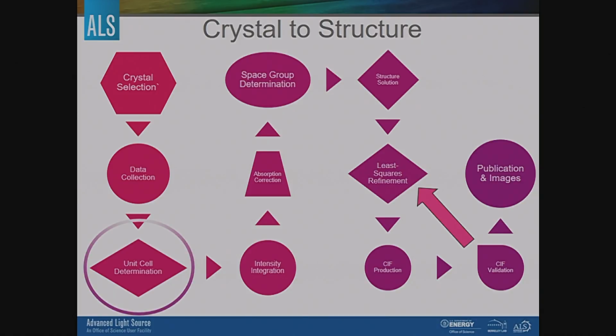Well, first, we want to determine our unit cell. So these are the dimensions of the shoebox, essentially. And that is directly related to the positions of the spots, well, inversely related to the positions of the spots on the diffraction images.